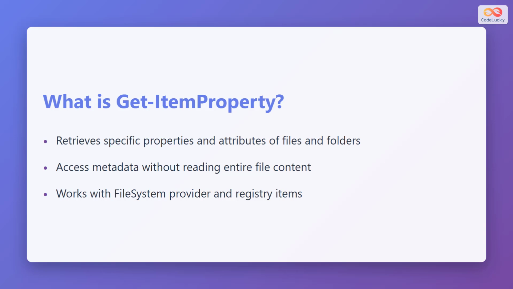Get-ItemProperty is a cmdlet that retrieves specific properties and attributes of files and folders in PowerShell. It allows you to access metadata without reading the entire file content, making it extremely efficient for file system operations. This cmdlet works with both the file system provider for files and folders, as well as the registry provider for registry items. It's a versatile tool that gives you quick access to important file information.